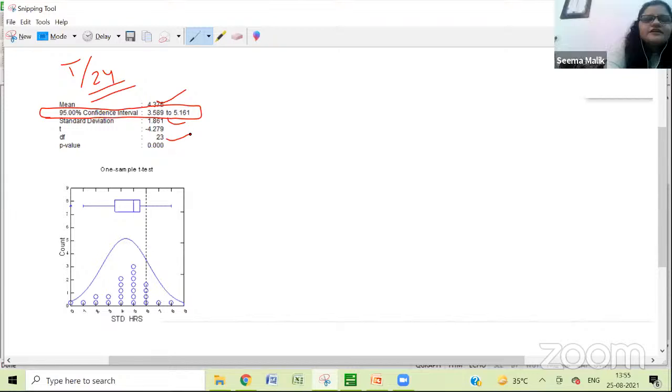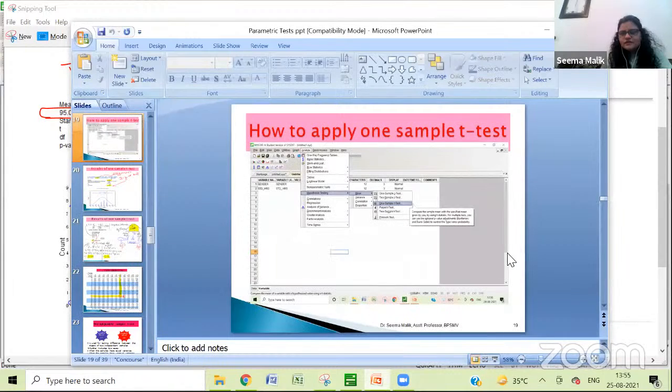Now I'm talking about the 95% confidence interval. What exactly is this? This is the 95% confidence interval. So this is one of the most important things. Okay. So what should I do over here? I have explained this thing over here in the PPT.